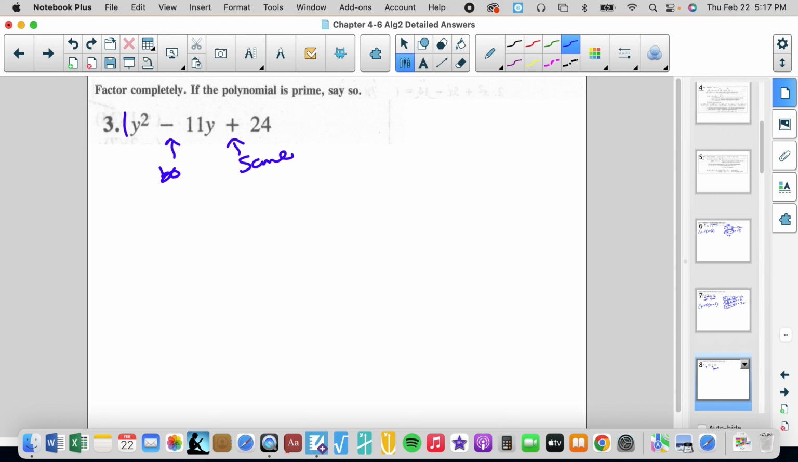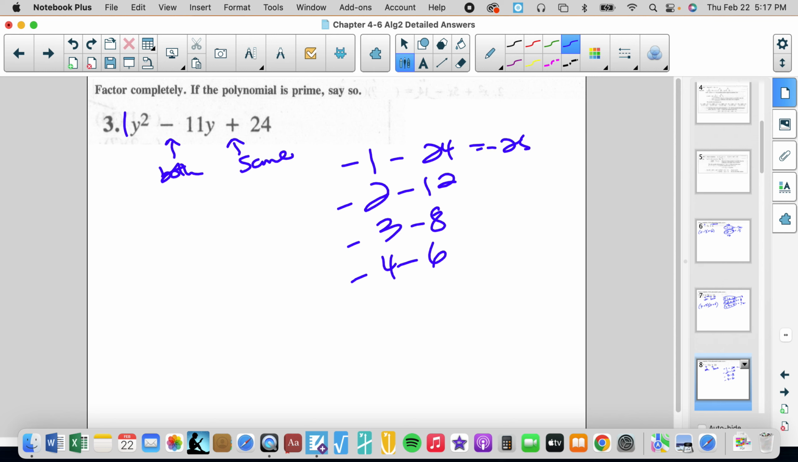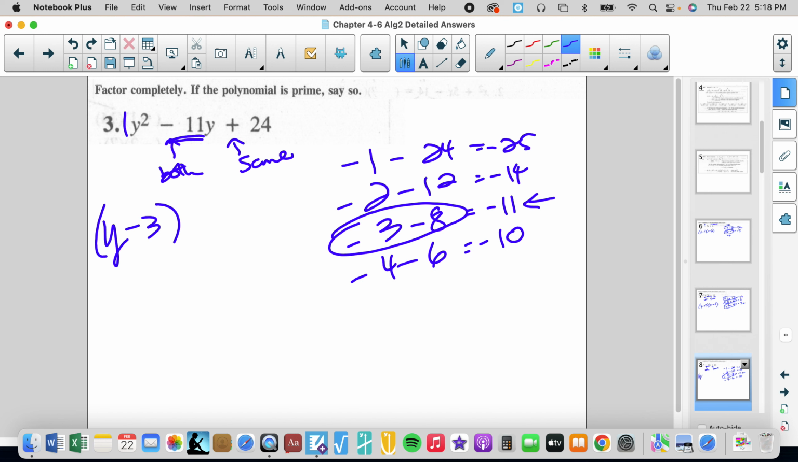They're both negative. Factors of 24: 1 and 24, 2 and 12, 3 and 8, 4 and 6. Signs are the same. Both are negative. We get -25, -14, -11, -10. Which one of those equals my middle value? -11. So I'm going to take these two and write y minus 3, y minus 8.